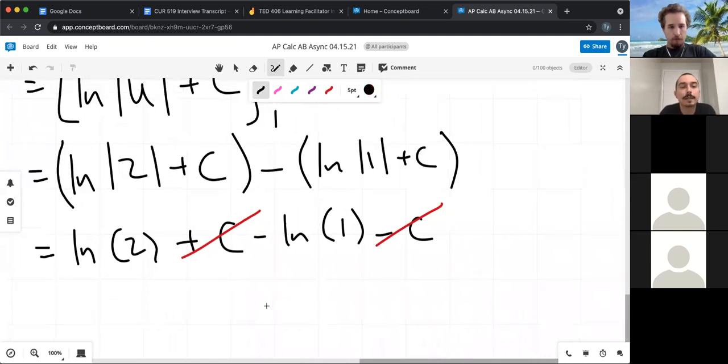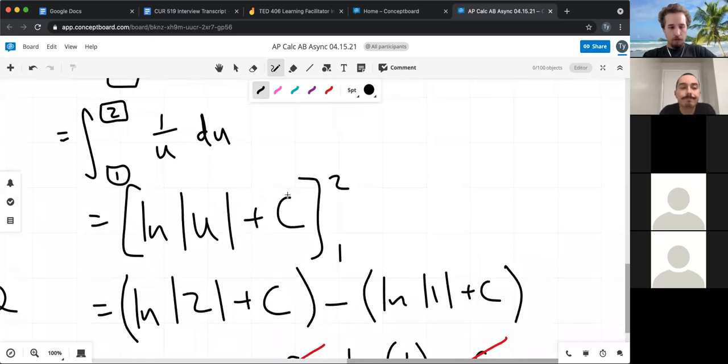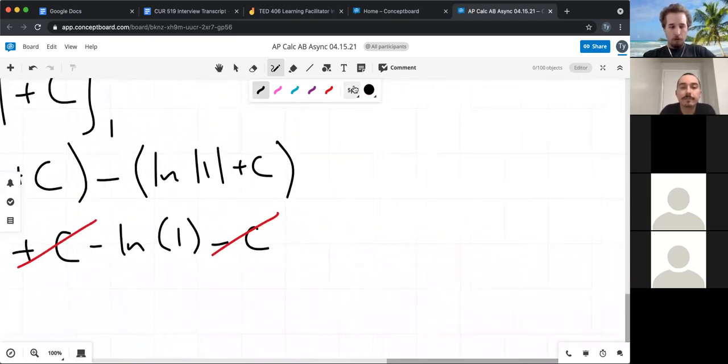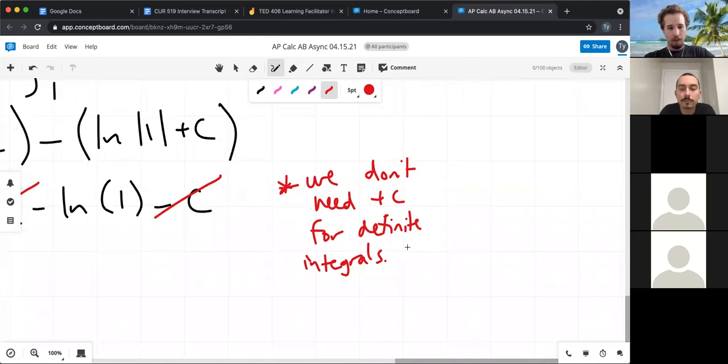So this is why it's not a huge deal if you put in plus c, if you forget, but we don't need this. The c's will always cancel out for every definite integral, and that's why we never put plus c for a definite integral where we have the bounds. But you can do it every single time. You can put in plus c every single time. You're just going to spend slightly more time canceling out the c's.